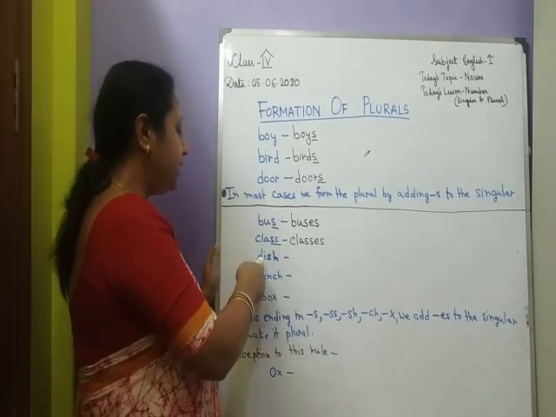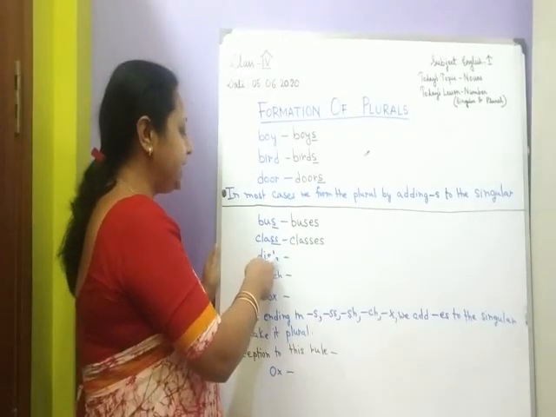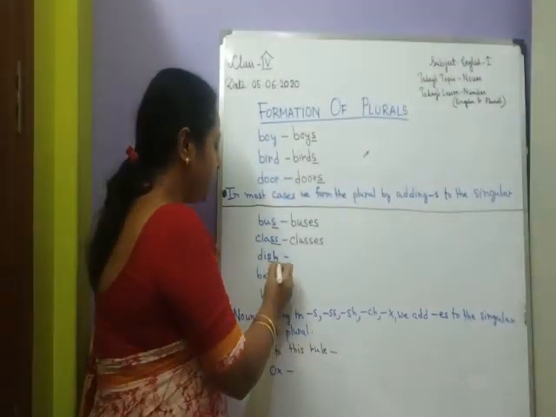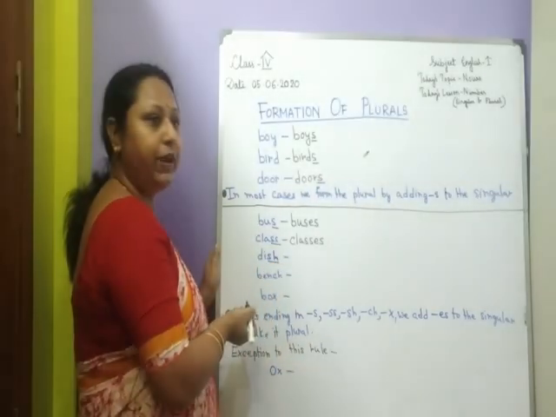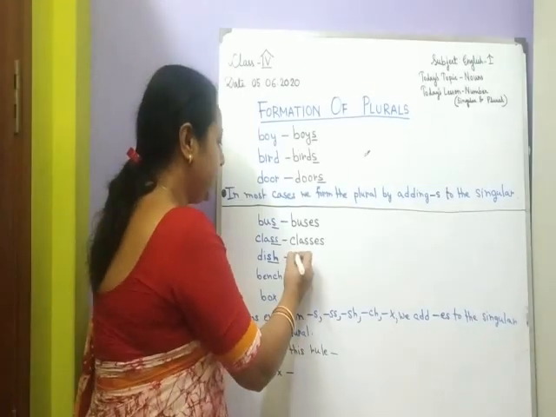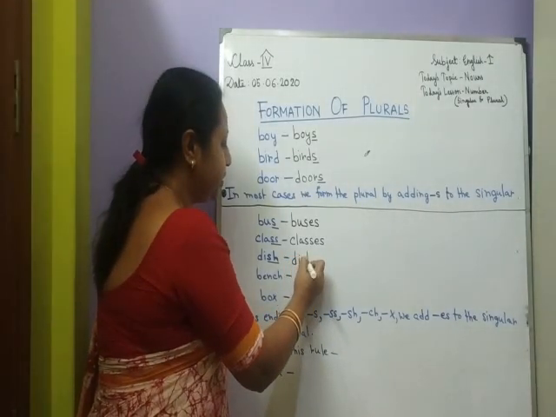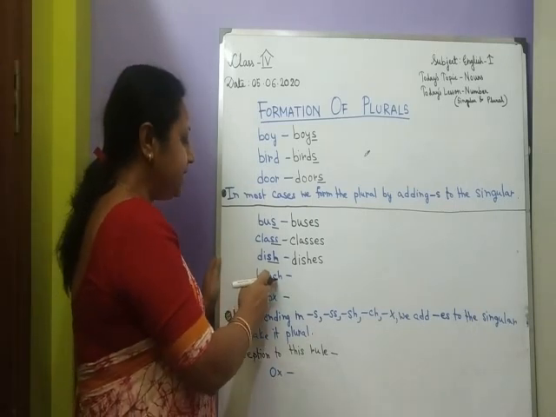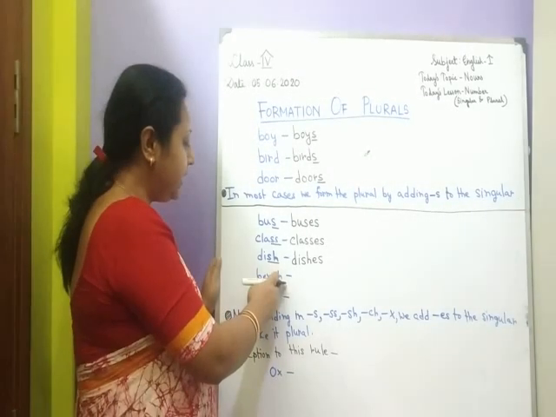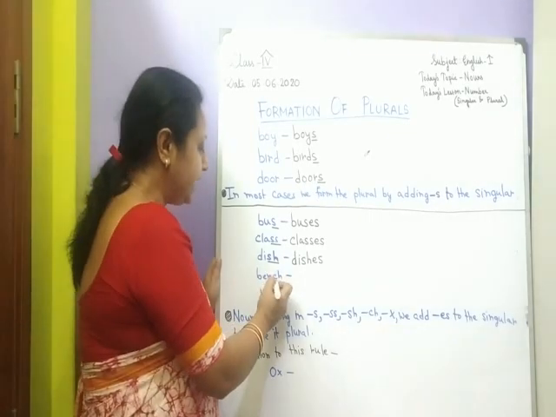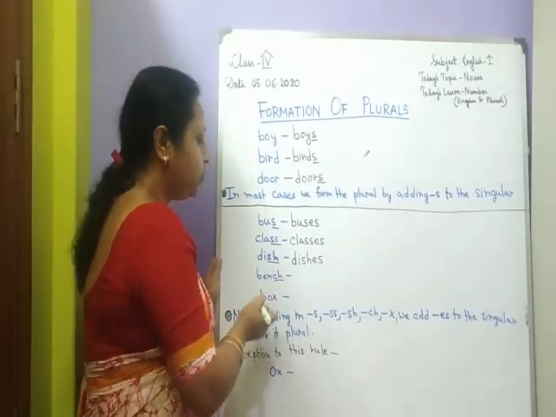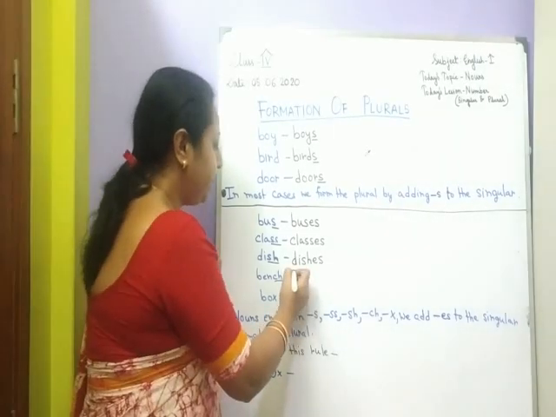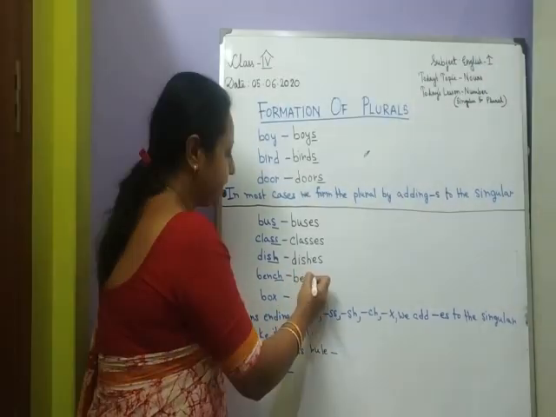For the word dish, D-I-S-H. It is ending with the letters sh. To make it plural, we have to add es to it. Dish will be dishes. B-E-N-C-H, bench. Here it is ending with the letters ch. To make it plural, we have to add es to it. Bench will be benches.